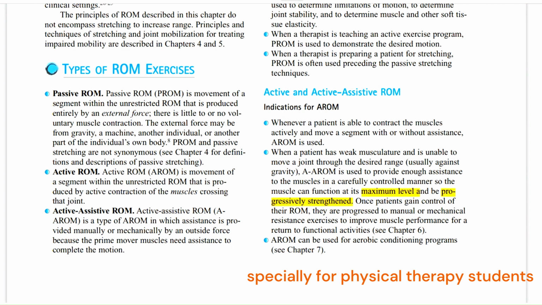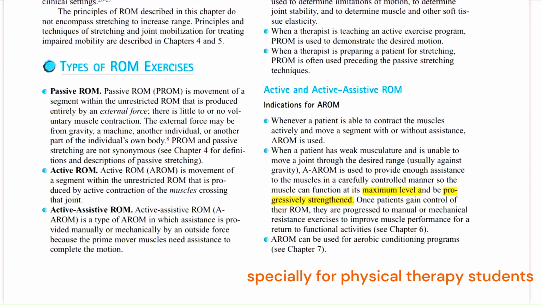Okay, active range of motion is the movement of a body segment within its unrestricted range of motion produced by the active contraction of muscles crossing the joint. That means here the patient can voluntarily contract their muscles. They can contract the muscles and move their extremities on their own.